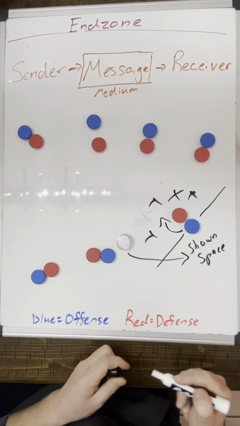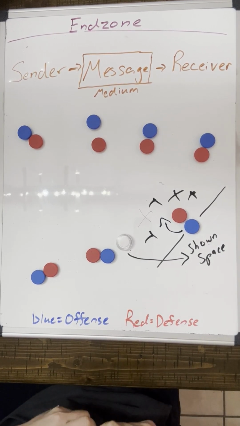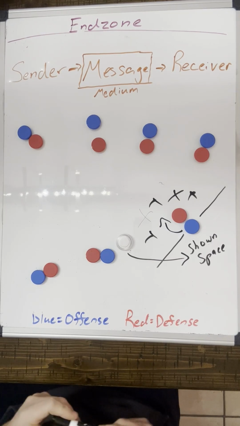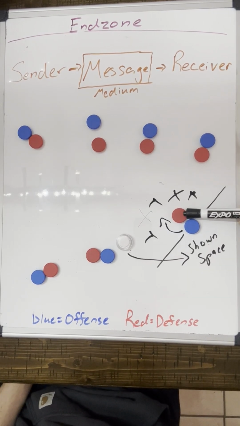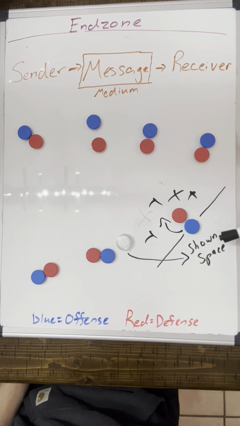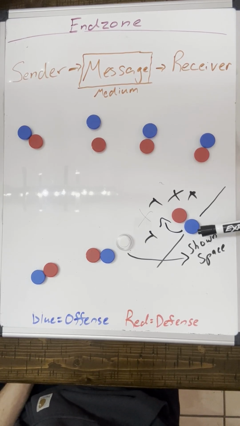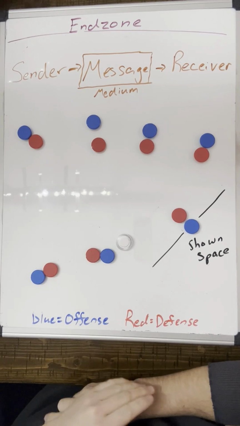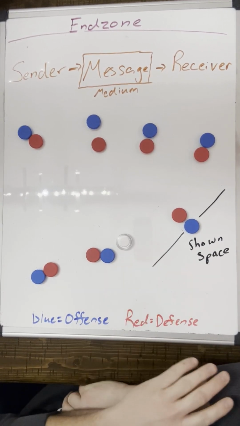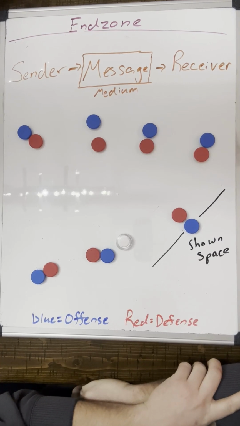The advantage here is that it is so much faster and so much less predictable, the defender is very likely to be caught off guard. Because the reset handler has leverage on their defender, they are able to box them out and make an easy catch. So let's go through this communication model in this type of reset situation.